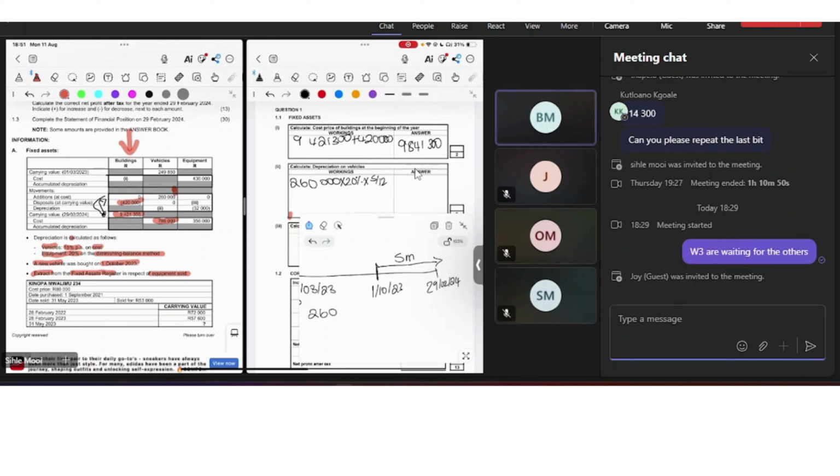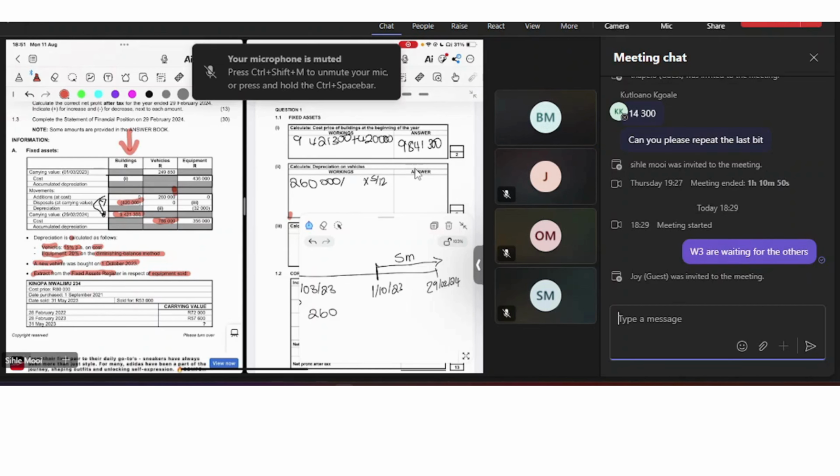It's not 20%, it's 15. Oh, sorry, 15, sorry. Thank you for that. That's correct. It's 15%. Thank you.